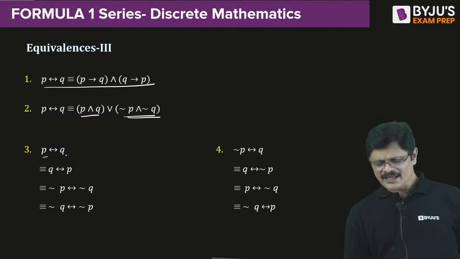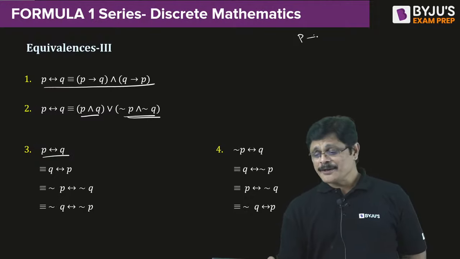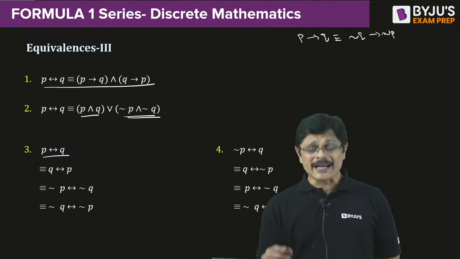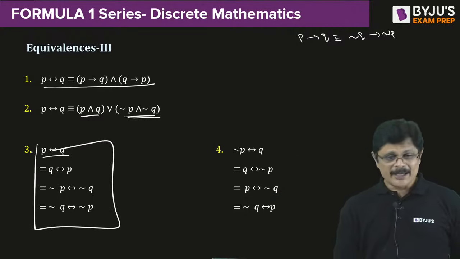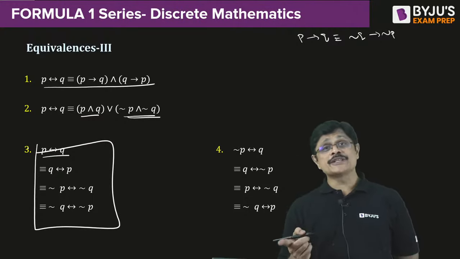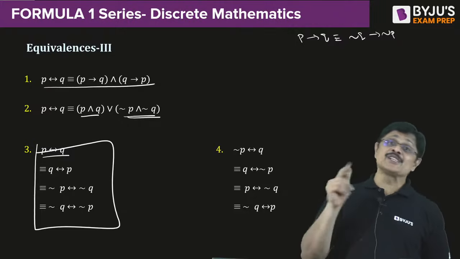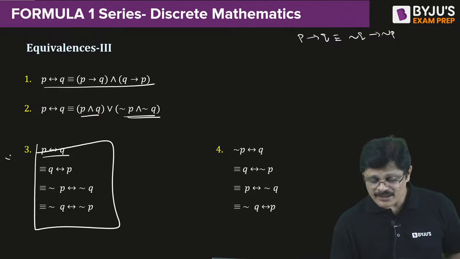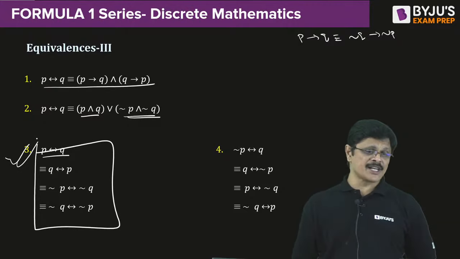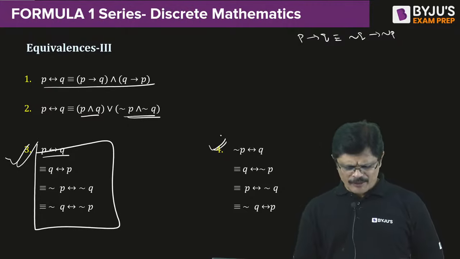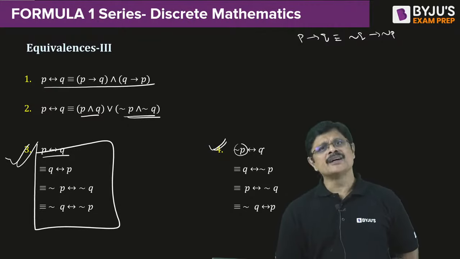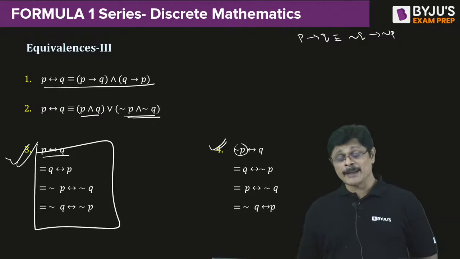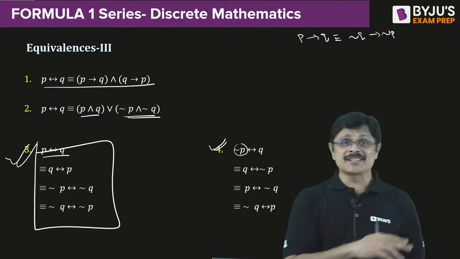For implication, it is only equivalent to negation Q implies negation P. But for biconditional, see the beauty: P if and only if Q is equivalent to Q if and only if P. It is also equivalent to negation P if and only if negation Q. All the forms are equivalent. And there is one more thing: if I keep one negation and one variable, then also we can write four different rules. So these are the very, very important rules for biconditional, my dear friends.